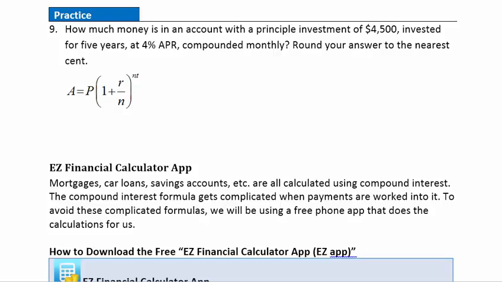All right, question 9. How much money is an account with a principal investment of $4,500 invested for 5 years, 4% APR, when it's compounded monthly? All right, so let's set this up. We got 4,500 times 1 plus our interest rate, which would be 0.04. It's compounded monthly, so that means 12 times a year.